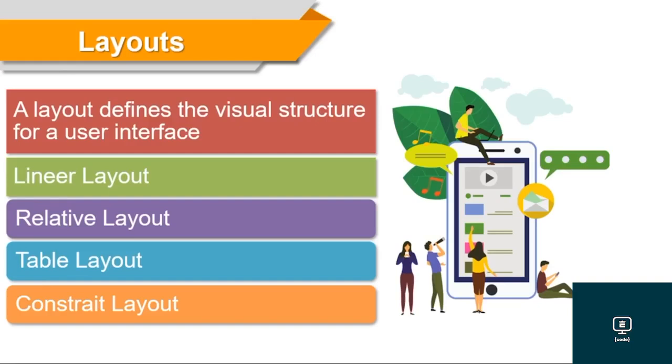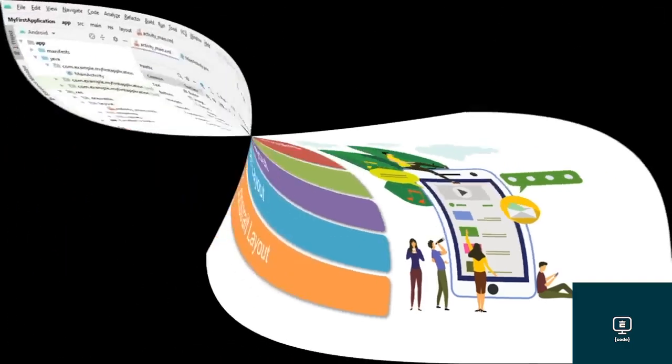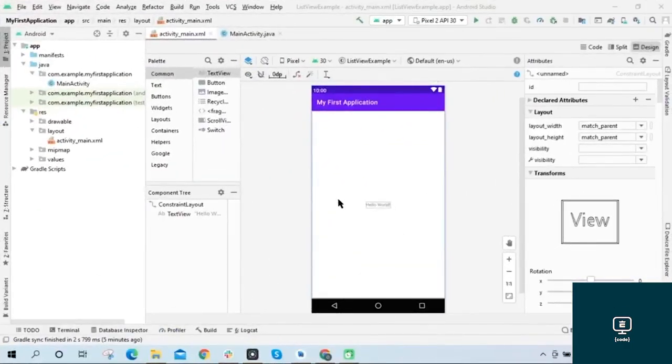I'm going to reserve the constraint layout to another video, but most of the projects we're going to use the linear layout and the relative layout. But if you have a table design in your project, you can use the table layout. Now, because I want to stay on topic, we're going to speak about Android Studio. So let's go to Android Studio, and you'll see what I mean.